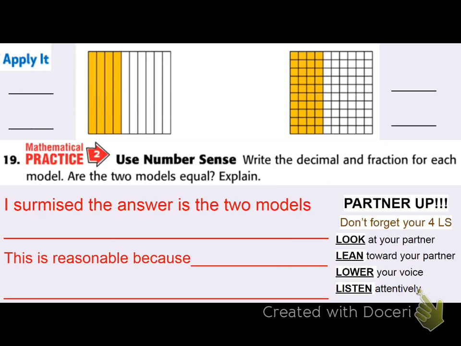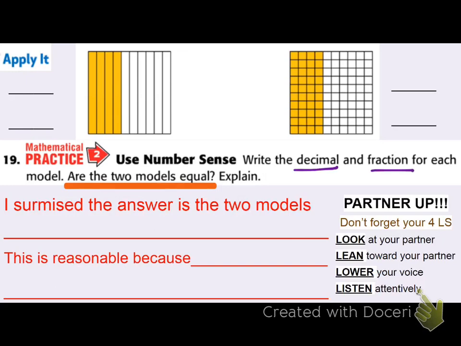All right, we're going to apply it still. It's 19. Write the decimal and a fraction for each model. Are the 2 models equal? Right away, I can see a question mark. So I have to underline. Are they equal? Well, I can't tell if they're equal unless I tell the value, and I need to write it as a decimal and a fraction.